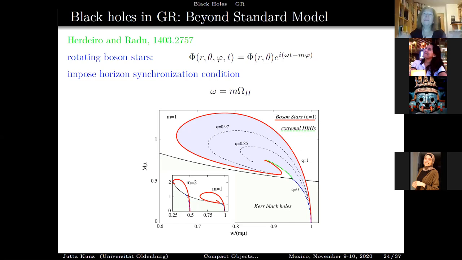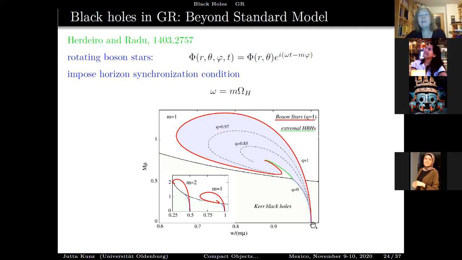So that was, I would say, a really big surprise to most of the community that such objects would be there, at least in theory. And it's just general relativity with a complex scalar field that has mass, because without a mass, we would not be able to have these solutions.